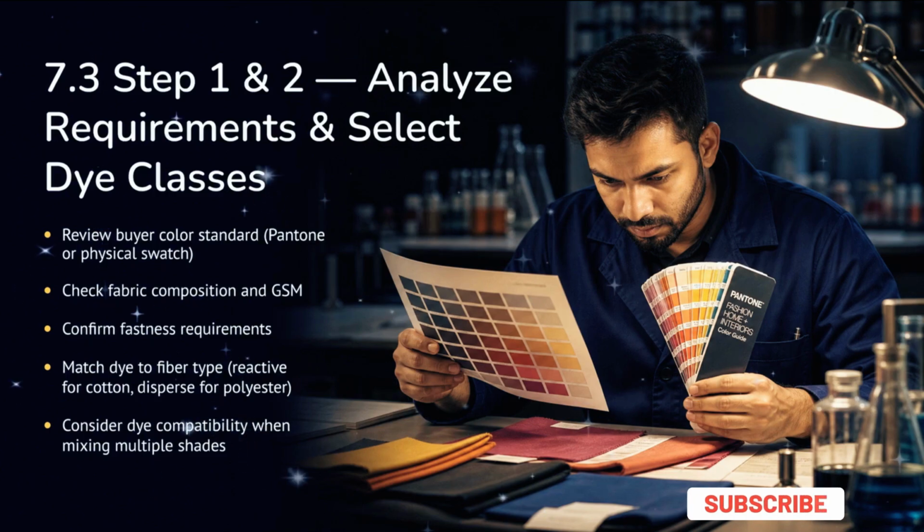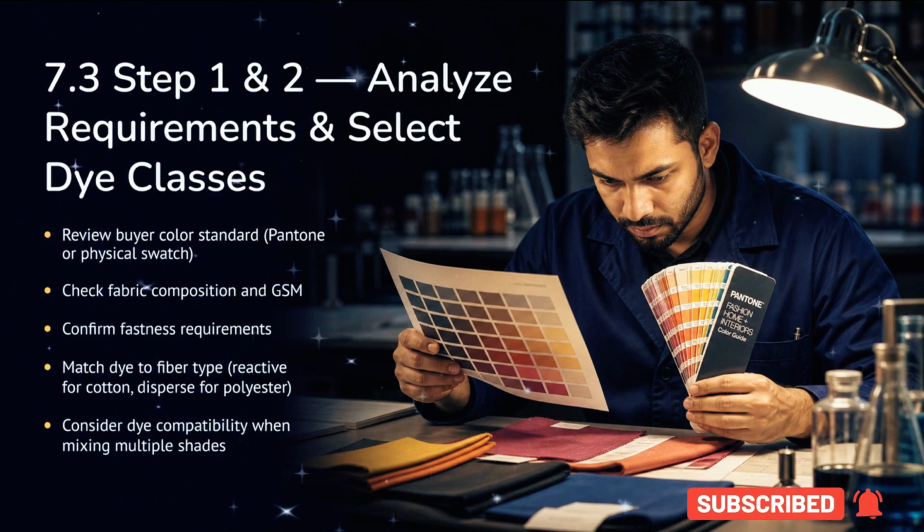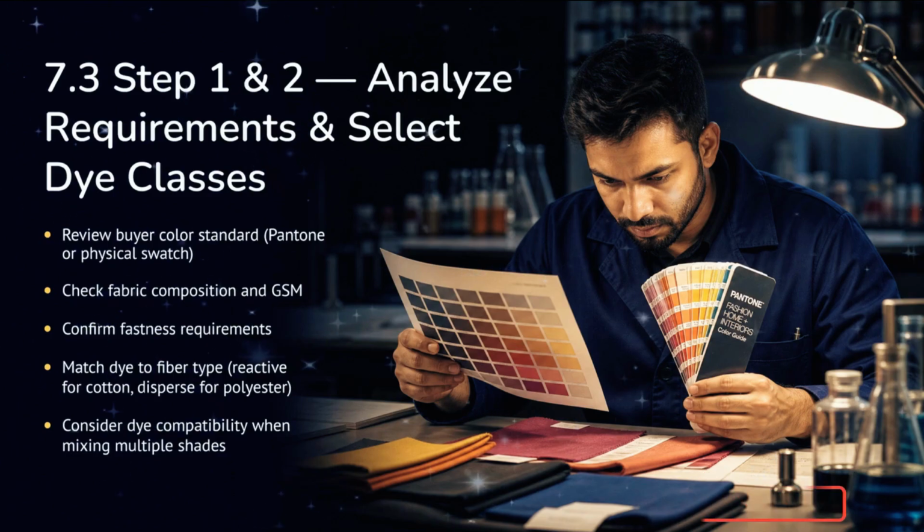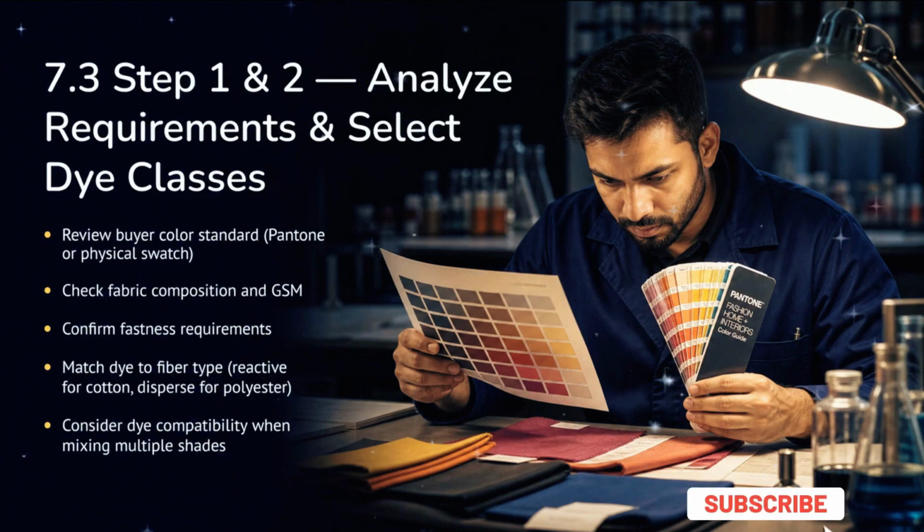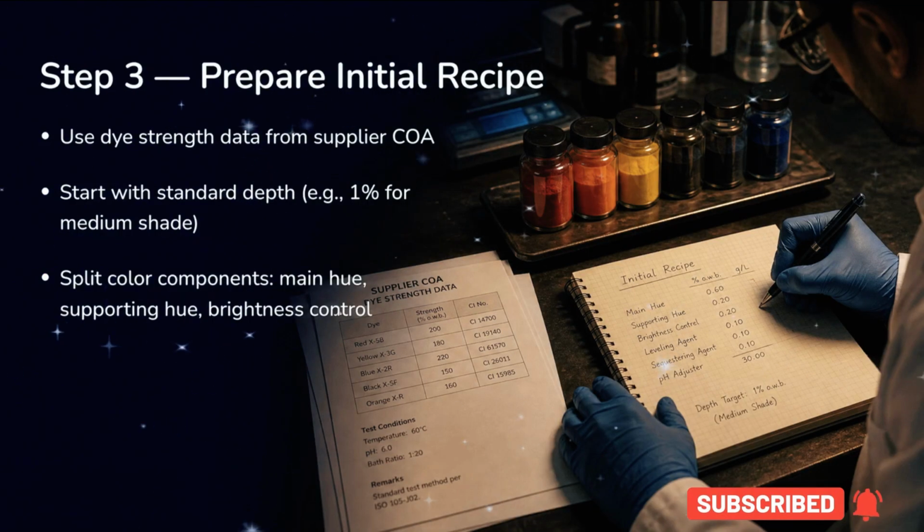Review the buyer color standard and check fabric composition. Confirm fastness requirements and match the dye to the fiber type. Finally, consider dye compatibility when mixing shades. Step 3 is to prepare the initial recipe.